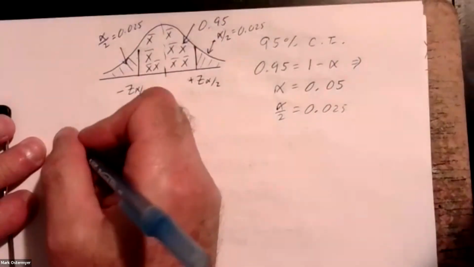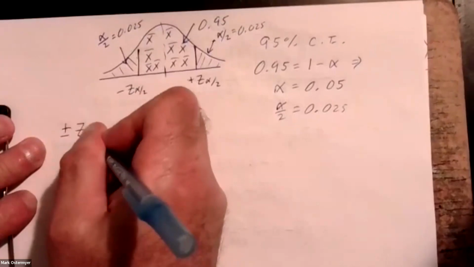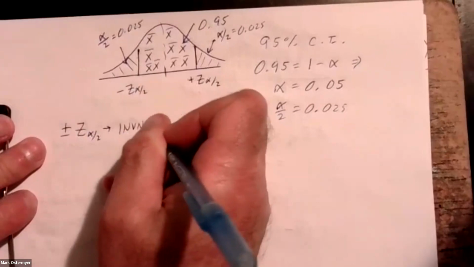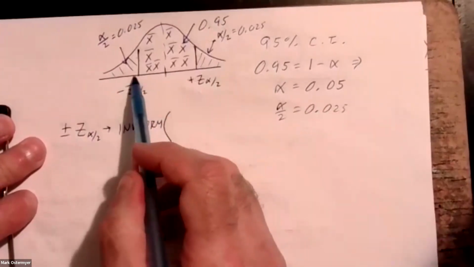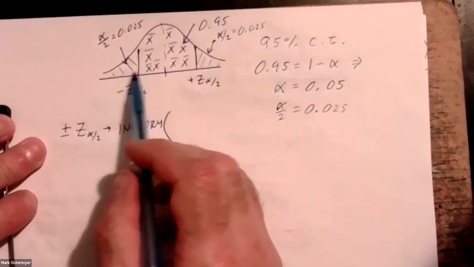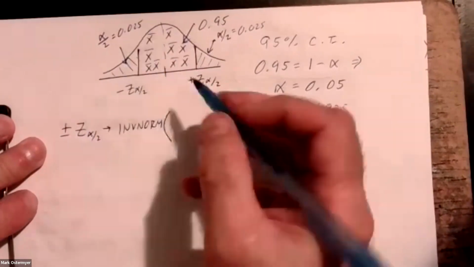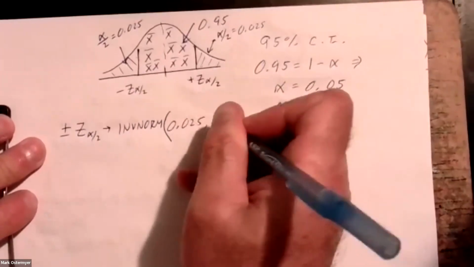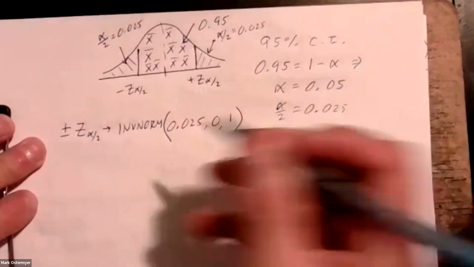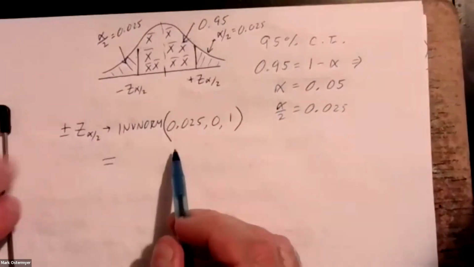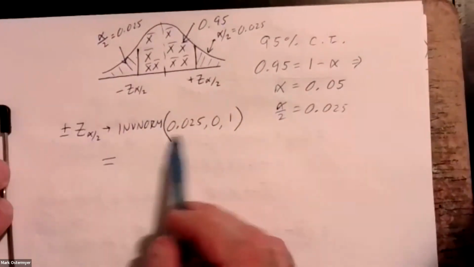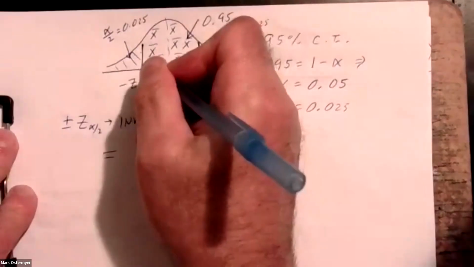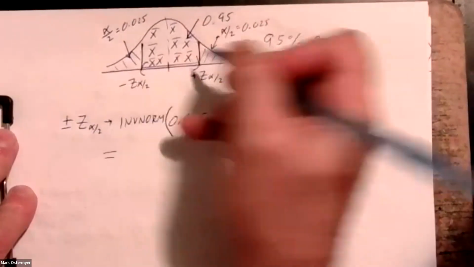So to find our critical z-values, plus or minus z sub alpha over 2, we're going to turn to our inverse norm function on our calculator again. The area below this lower endpoint critical z-value is going to be 0.025. That's the area to the left of this. Mean of 0, standard deviation 1 for the standard normal distribution. Okay, get on your calculator and tell me what my critical z-values are going to be for a 95% confidence interval.